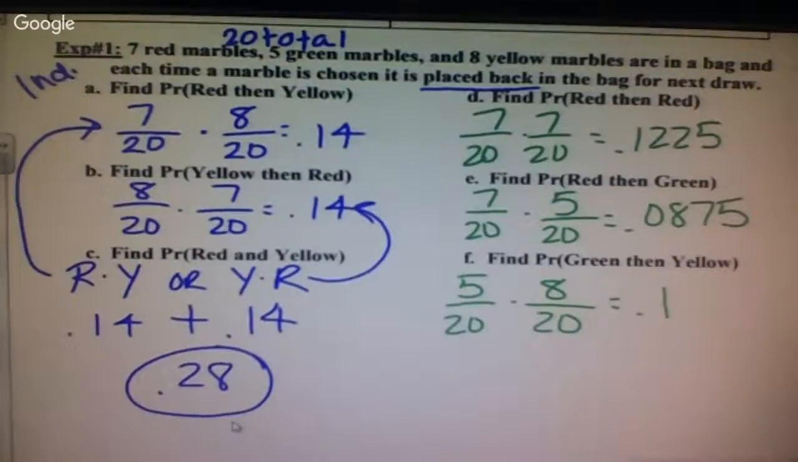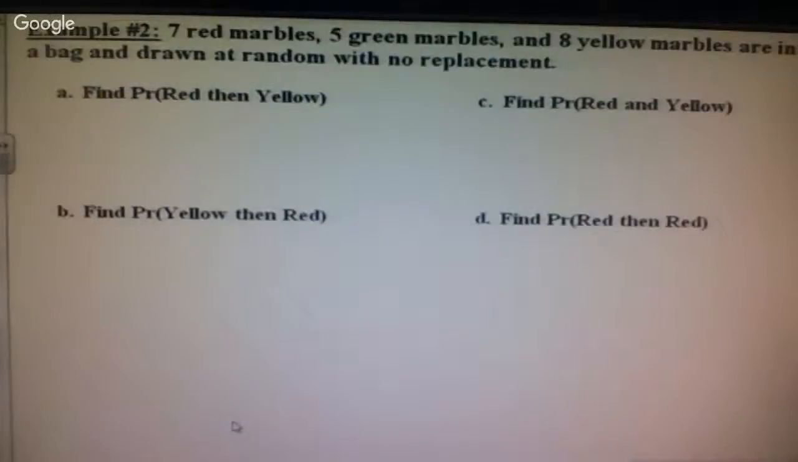Okay, so of course, because we did independent, my next one is dependent. Yay! No replacement, which tells me we're dependent. All I changed is the fact that we're not putting the marbles back. So I still have 20 marbles, I still have 7 red, 5 green, and 8 yellow.